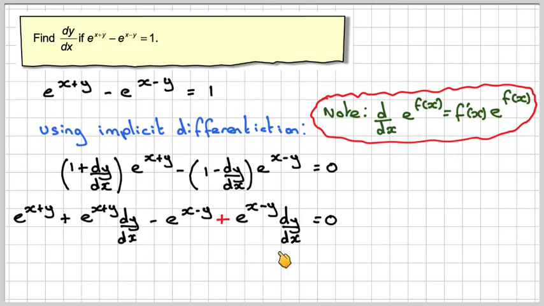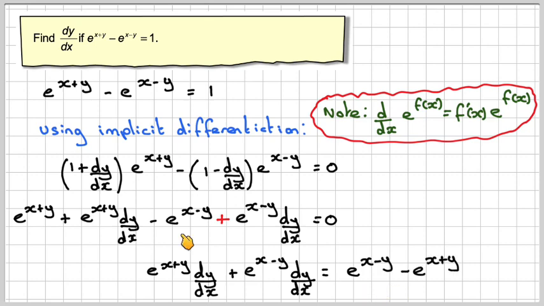We're going to collect everything with dy by dx on one side, so we've got e to the x plus y dy by dx plus e to the x minus y dy by dx, and then on the other side we're going to get e to the x minus y because it's minus, and this one will be minus e to the x plus y. So writing that out again.